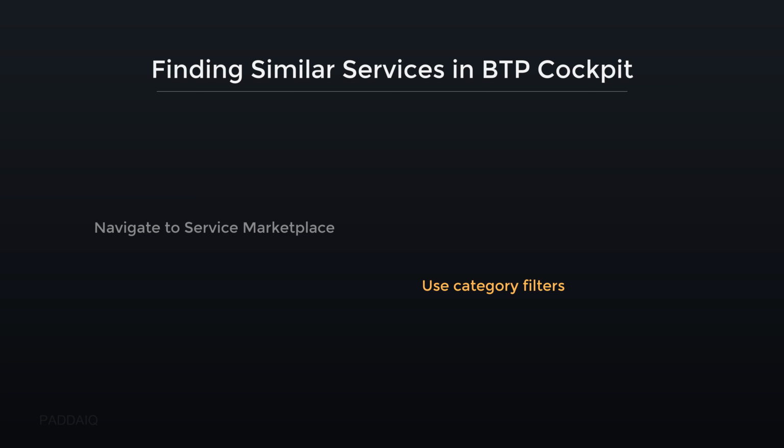Use category filters. This means selecting service types like integration or analytics to narrow down the list and find what you need faster. For instance, to find data processing tools, apply the Data and Analytics filter. This method saves you time by focusing only on relevant services.